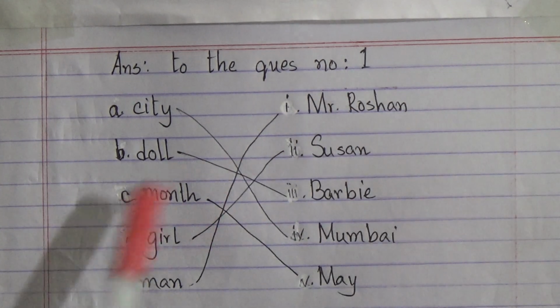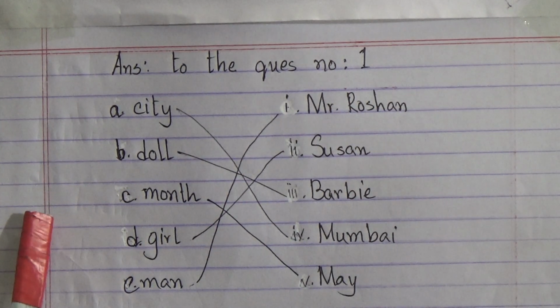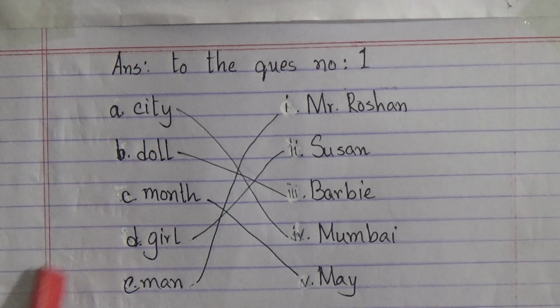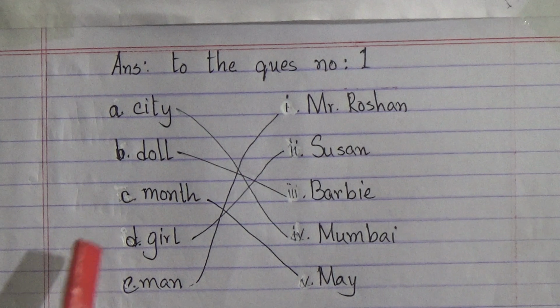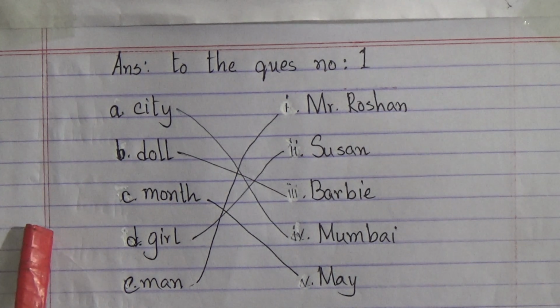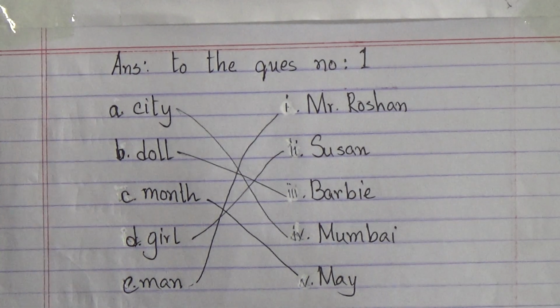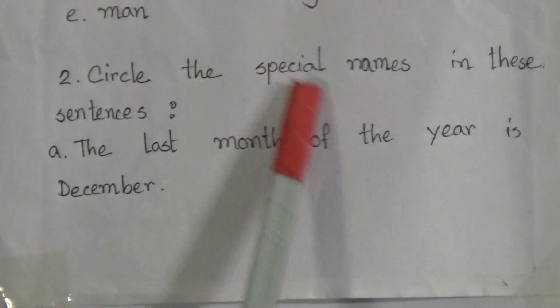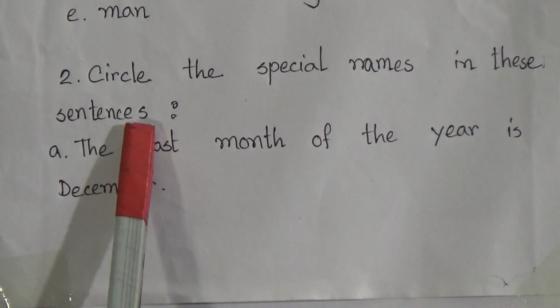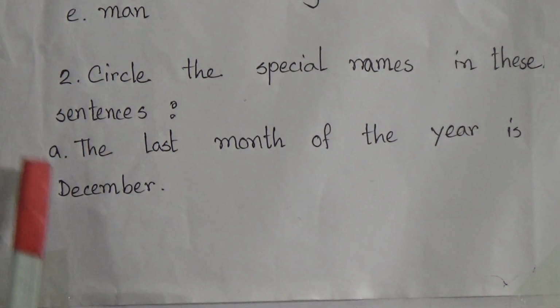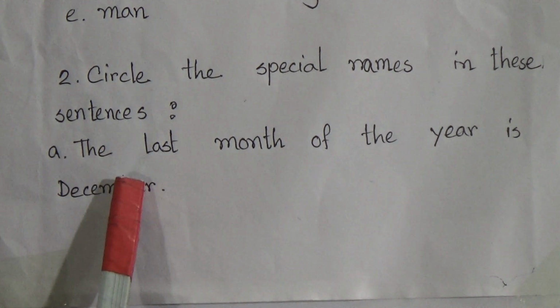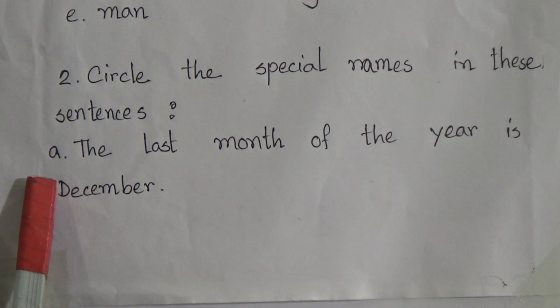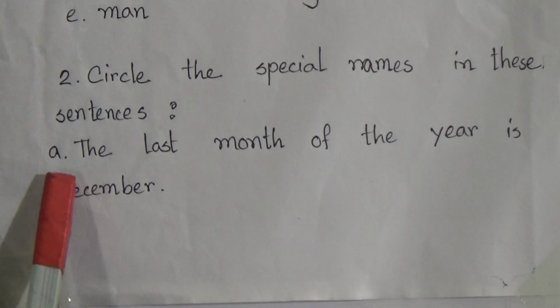You must try to keep the answer neat and clean. If it is not neat and clean, the teacher may understand it wrongly and may cut your marks. Now see number 2. Number 2 says circle the special names in these sentences. Here you have been asked to circle. So what will you do? You will write only the answer and circle it.